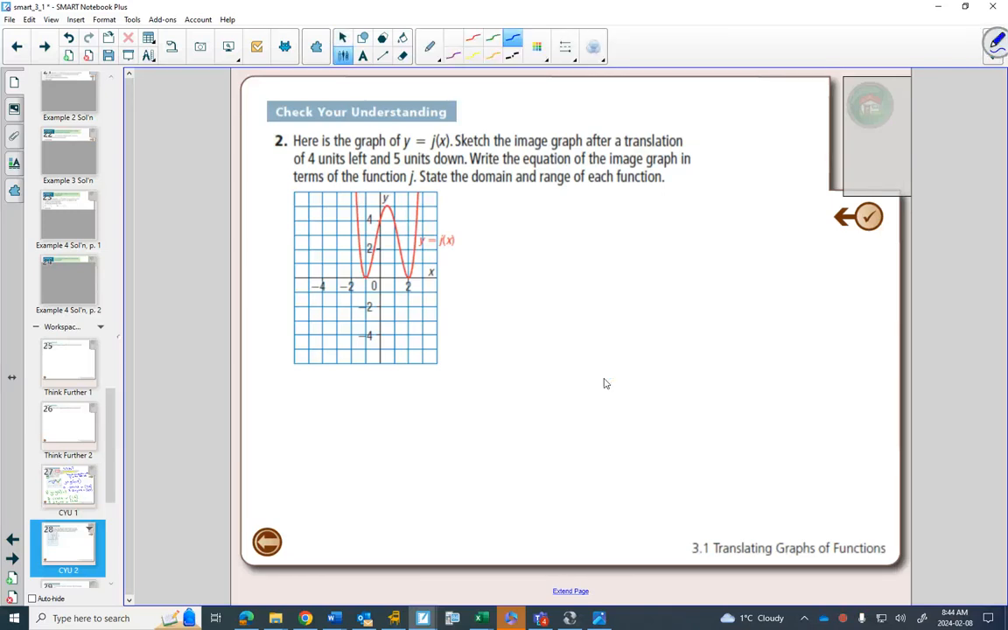We have the graph of j of x, and we want to translate it 4 to the left and 5 units down. So again, if you have some key points, and it looks like these are going to be important points, you could take those points, move them 4 to the left, and move them 5 down. So I'm going to count 1, 2, 3, 4, 1, 2, 3, 4, 5, and have a point there. Same thing with this one, have a point there, and this one.